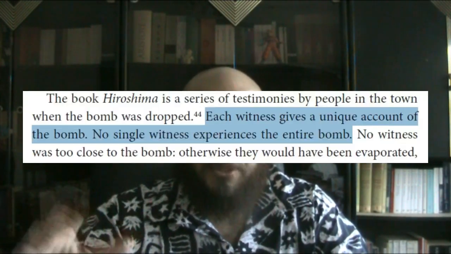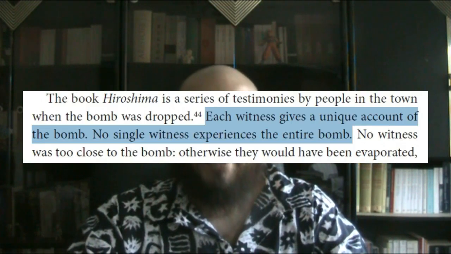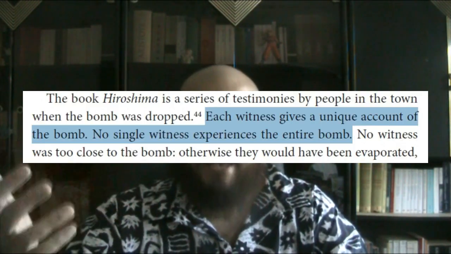Morton compares global warming to the Hiroshima bomb, for example, referring to a book about a series of witnesses about the bomb. Quote, each witness gives a unique account of the bomb. No single witness experiences the bomb entirely. Now, of course, the witnesses didn't see the bomb. I mean, if you were close enough to see the bomb, you'd be dead. But the witnesses convey an experience of hyperobjects. So that's non-locality.